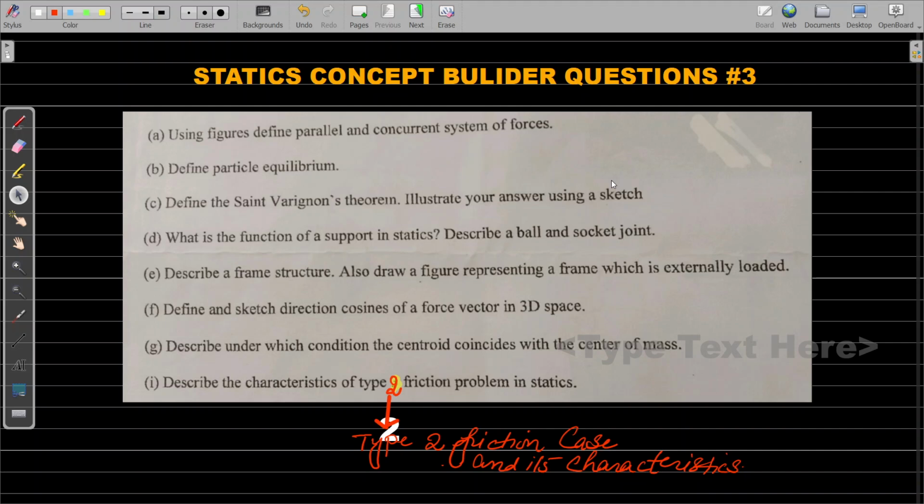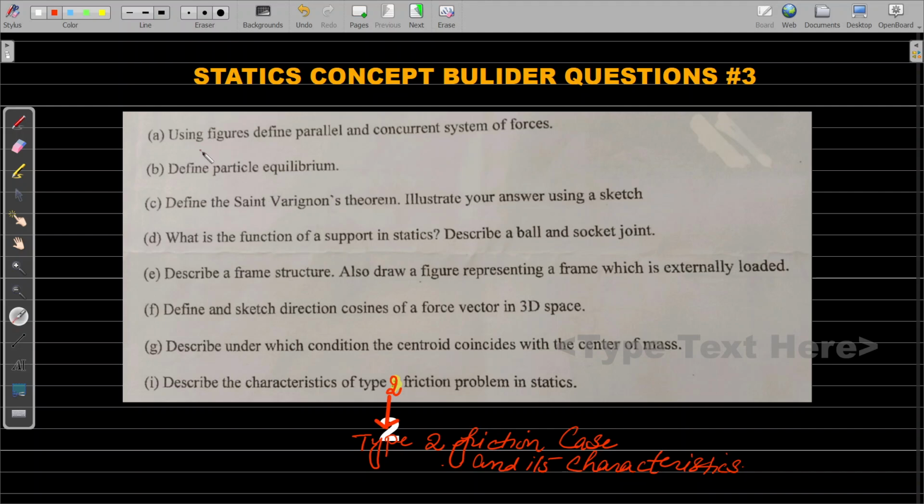Today we shall be continuing our new series for statics concept builder questions number 3. We have already done two series, 1 and 2, and we would add some more questions to this tally to enhance our understanding of our engineering subject statics. So today let's see those questions.